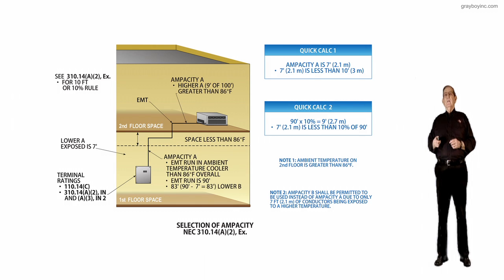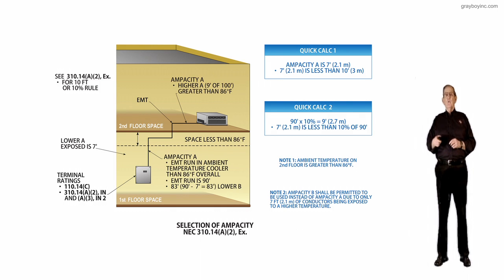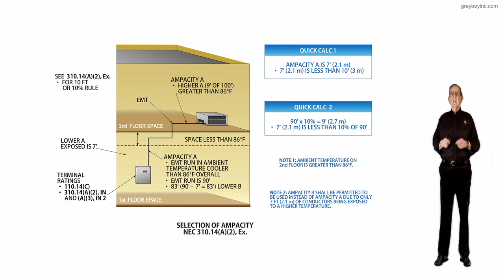But first, ampacity A has a higher ampacity for 9 feet of the 100 feet greater than 86 degrees Fahrenheit. Now notice this is floor 1, this is floor 2, and we have a different temperature in the routing. The only thing that takes place here: where does the 10% apply? Some say it applies from right where this conduit goes through the floor, from here to here, that you take 10% of whatever this run is, or take 10 feet, and whichever calculation gives you your ampacity is what you would use.